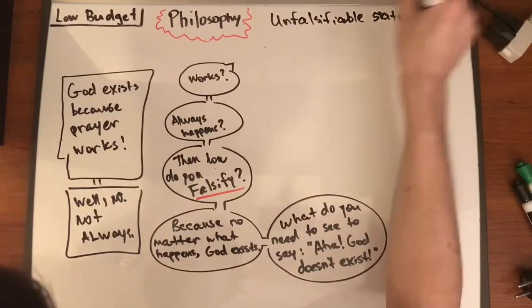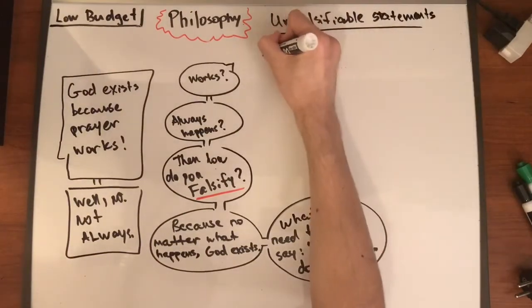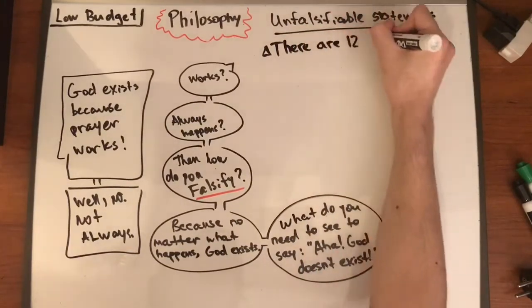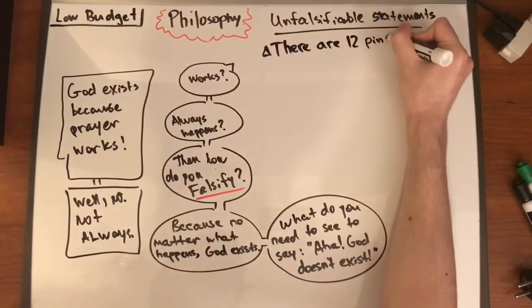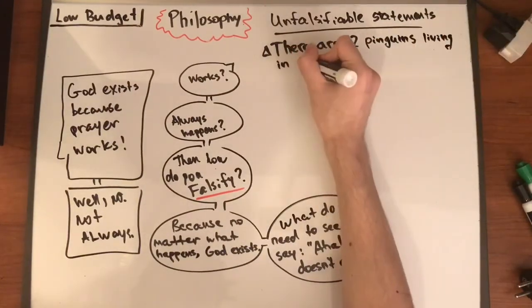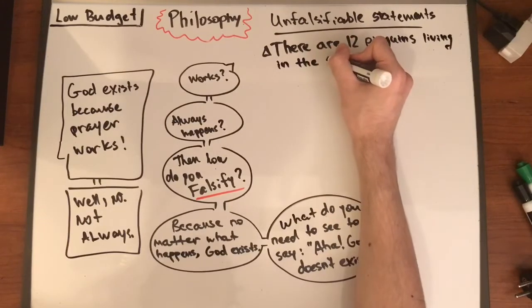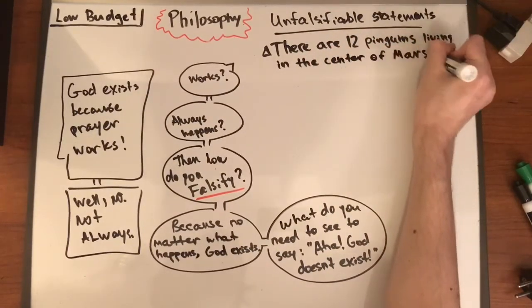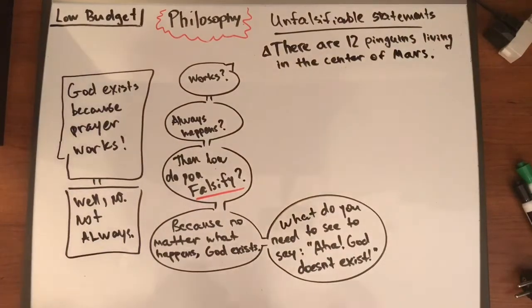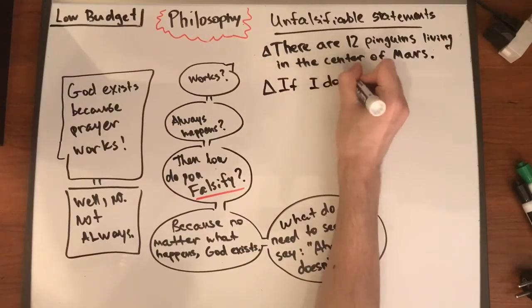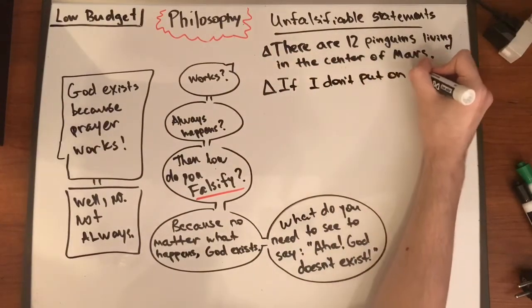Let's look at some other unfalsifiable statements. One such example of an unfalsifiable statement could be this. There are 12 penguins living in the middle of Mars. They all breathe fire, and they convert everything to gold. Since we don't have any way to access the middle of Mars, the statement is unfalsifiable in its nature, and it should be disregarded.